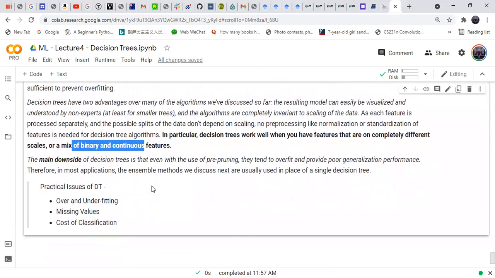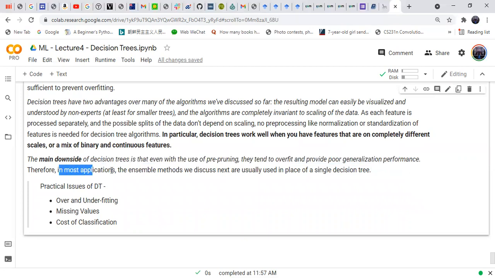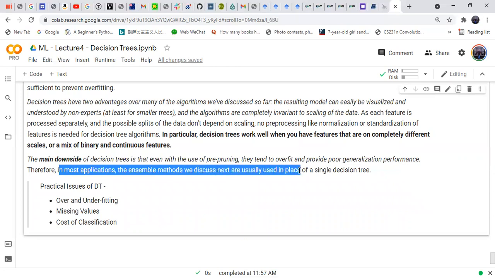In particular, decision trees work well when we have features on completely different scales or a mixture of binary and continuous features. The main downside of decision trees is that even with the use of pruning, they tend to overfit and provide poor generalization performance. Therefore, in most applications, the ensemble methods we will discuss next are used in place of a single decision tree.